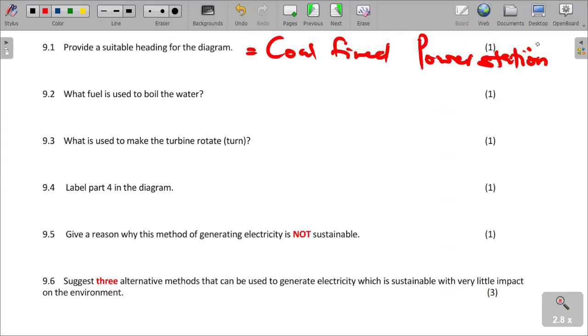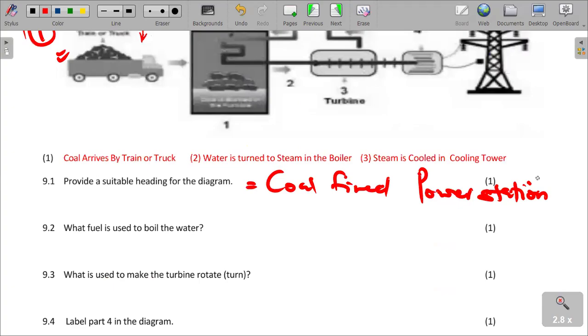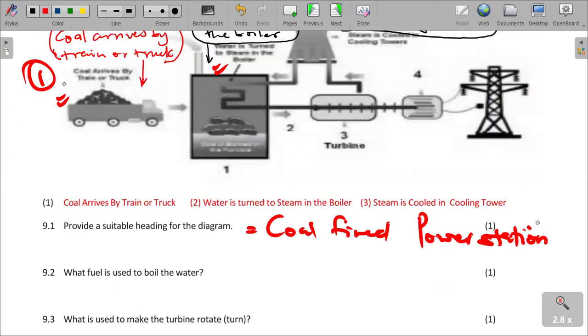Coal-fired power station. And then what fuel is used to boil the water there? As you can see, the coal just arrived by a train. So what fuel is used? Coal is being used in that case.